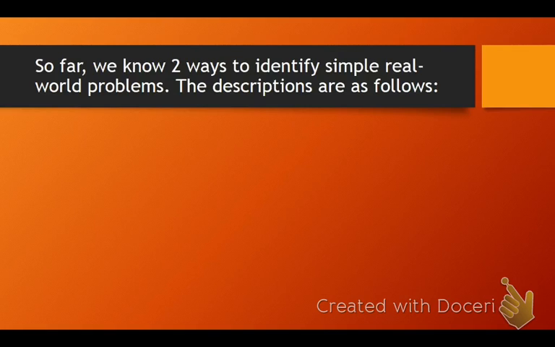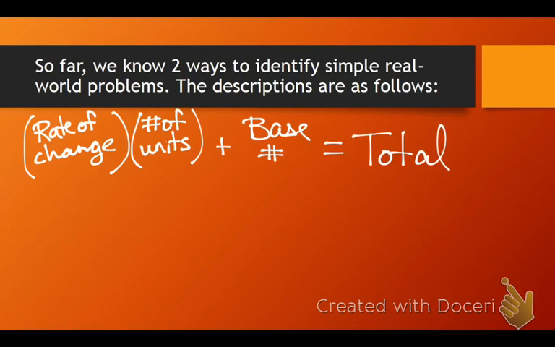Like if I have an hourly wage, and I want to get so much money within a month. And so those are simple problems. We're not going to throw in your bills with it yet. But anyway, descriptions are as follows. So rate of change times number of units plus some sort of base pay or subscription fee. Sometimes things have subscription fees. And then equals some sort of total cost.